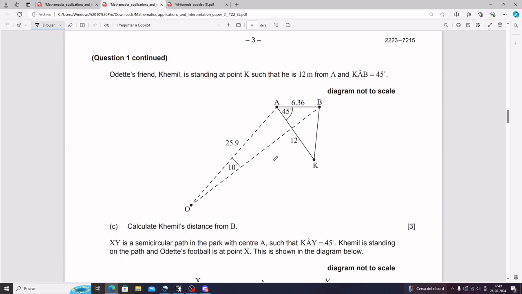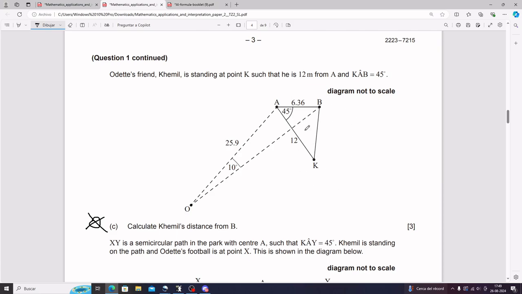Then it gets kind of wild, right? Because they tell us that Odette's friend Khemil is standing at point K such that he is 12 meters from A, and also for some reason we know that angle KAB, which is this angle here effectively, is 45 degrees. So everything in my diagram is still there, nothing new or hidden to discover. And so for part C, we need to calculate Khemil's distance from B.